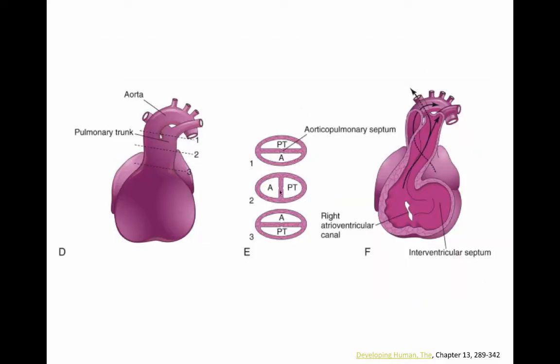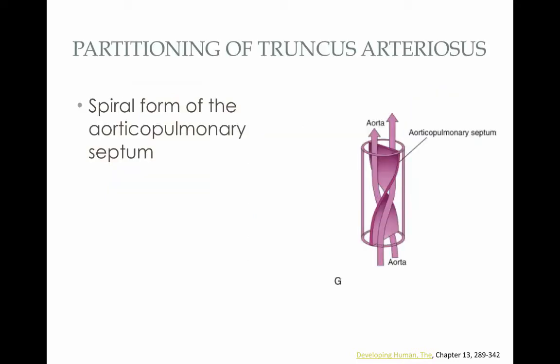Again, just looking at this kind of enlarged to see all the different sections as those ridges come together, right? They're growing towards each other. They form this septum. Again, that spiral formation, now partitioning of that truncus arteriosus and superior part of the bulbous cordis.